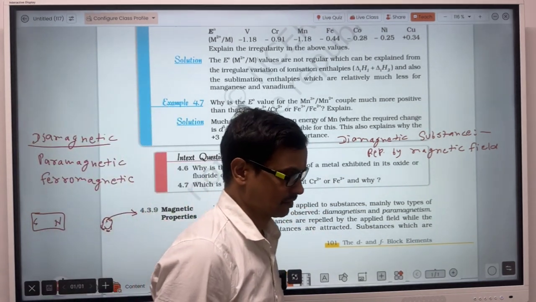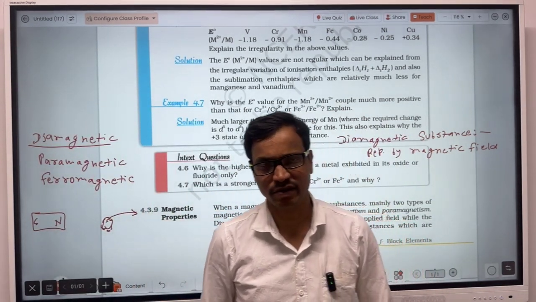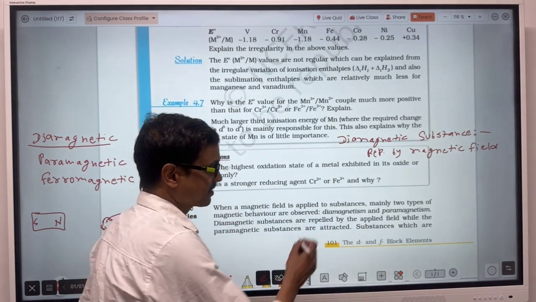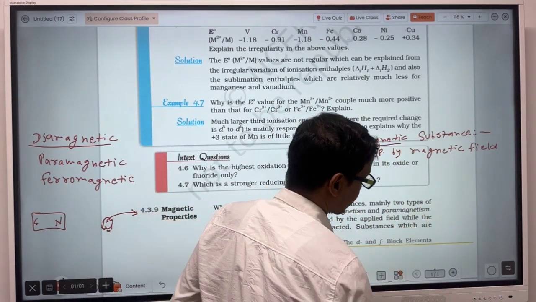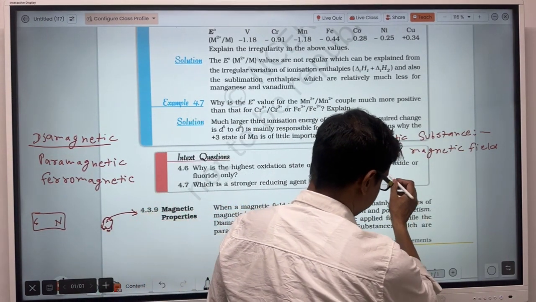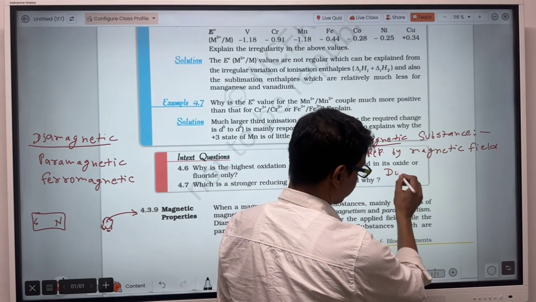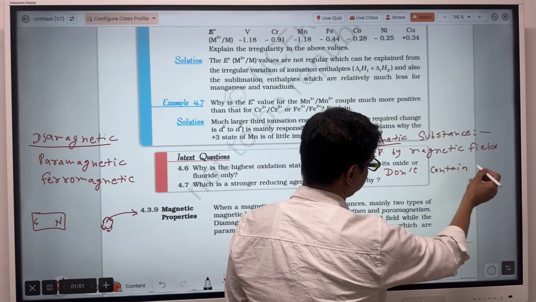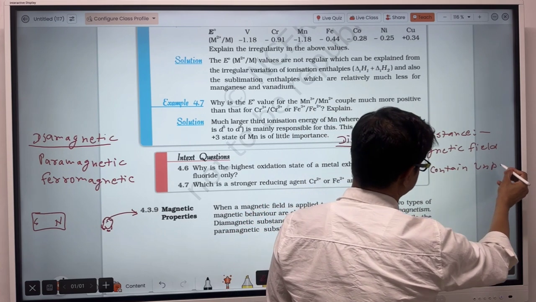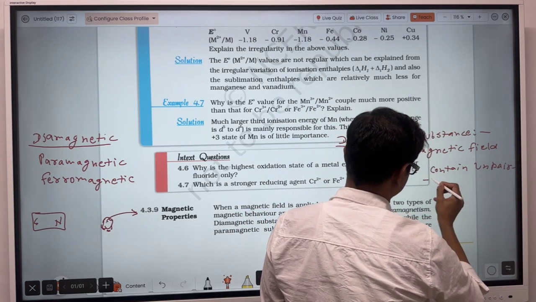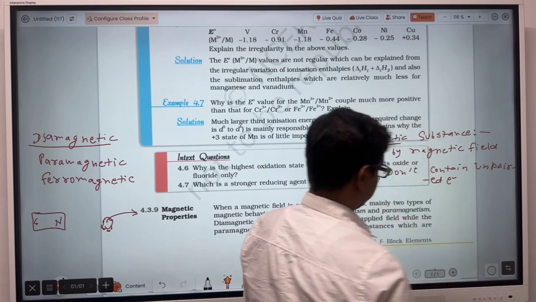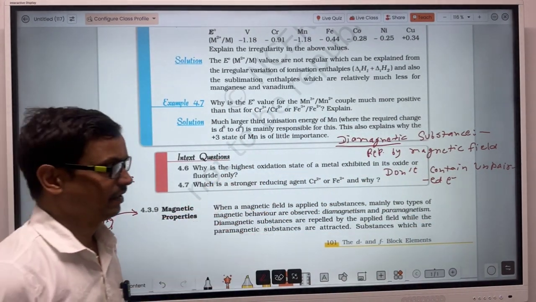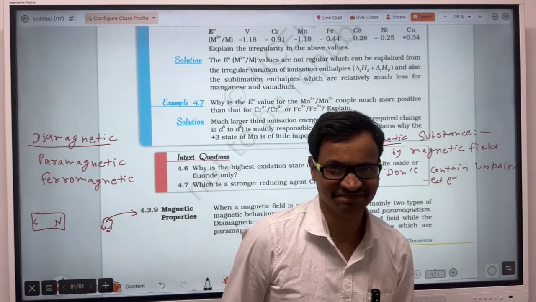And how to predict whether the substance is diamagnetic or paramagnetic or ferromagnetic? A diamagnetic substance is repelled by the magnetic field, and it is a substance which doesn't contain an unpaired electron. So, the substance which doesn't contain an unpaired electron will be a diamagnetic substance.